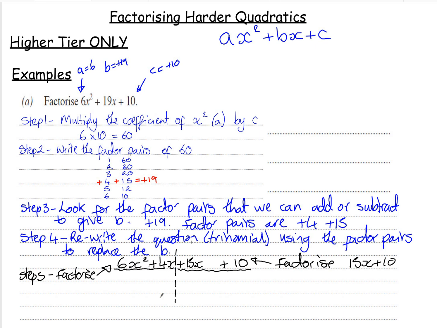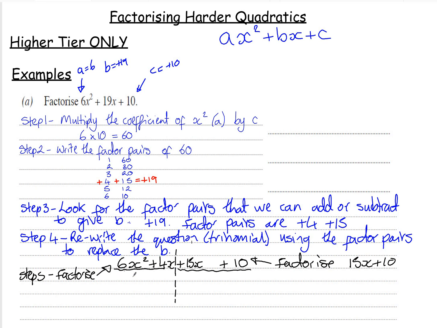We've got 6x squared plus 4x. We need to factorize that. Well, let's think about, can I use the common factor approach? What do I have something that goes into 6 and 4? Yes, 2. Does anything go into x squared and x? Yes, x. So I can use the common factor approach.